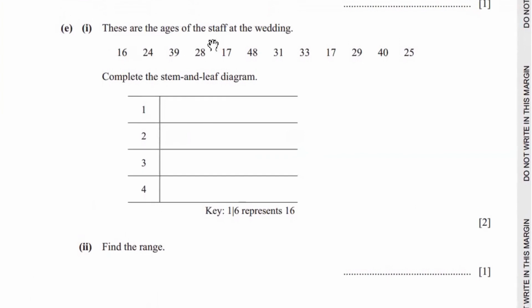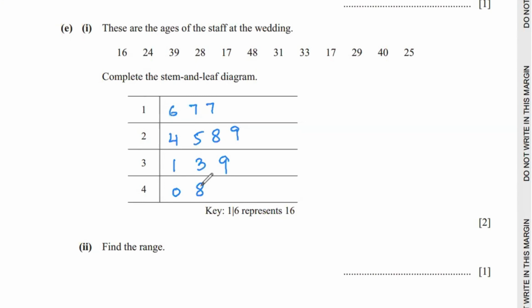Then it says these are the ages of the staff at the wedding. Complete the stem and leaf diagram. So for the 10s, we have 16 and two 17s. For the 20s, we have 24, 25, 28, and 29. For the 30s, we have 31, 33, and 39. And for the 40s, we have 40 and 48.